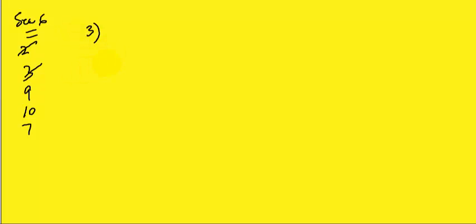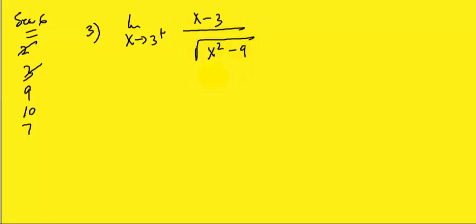Number 3. Limit as x goes to 3 from the right side, x minus 3, all that over square root of x squared minus 9. Now, if you want to do the algebra, you're going to have to rationalize the denominator. Or, when you plug in 3 on the top, you'll get 0. When you plug in 3 on the bottom, you'll get 0. Which way do you want me to go? Algebra is also easier for this one.